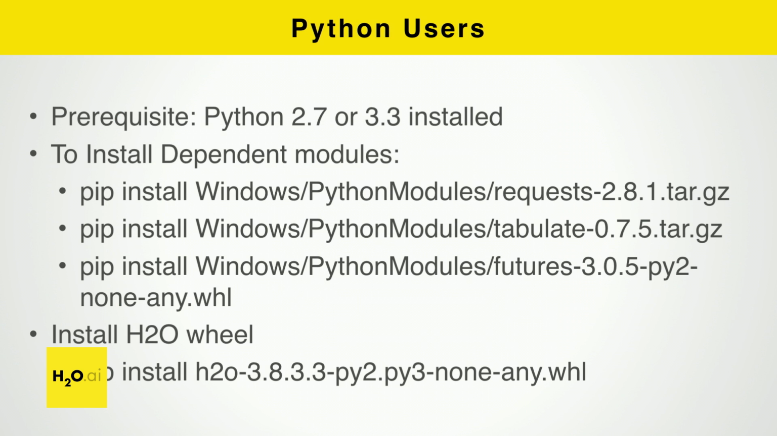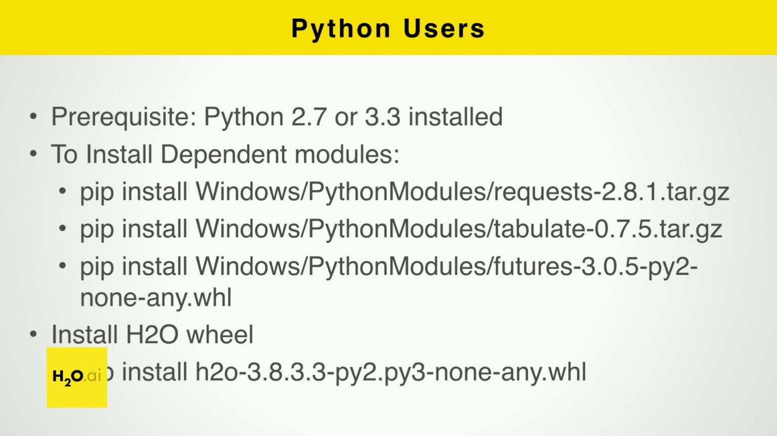And very similarly, for Python users, again, we have some certain dependencies. You need either Python 2.7 or 3.3, and you need a few dependency modules. This includes requests, tabulate, and futures. So again, the Python module itself is available in Windows Python modules or OSX Python modules, and the targz or wheel files are available in the directory.